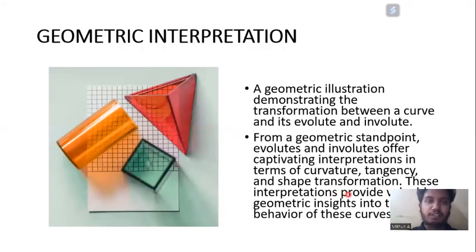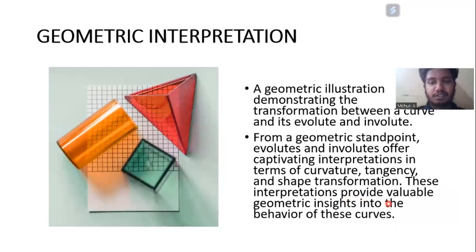Geometrical interpretation. A geometric illustration demonstrating the transformation between a curve and its evolute and involute. From a geometrical standpoint, evolutes and involutes offer a captivating interpretation in terms of curvature, tangency, and shape transformation. And these interpretations provide valuable geometrical insight into the behavior of the curve.